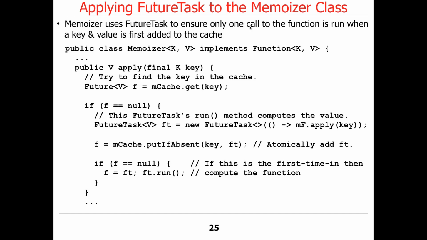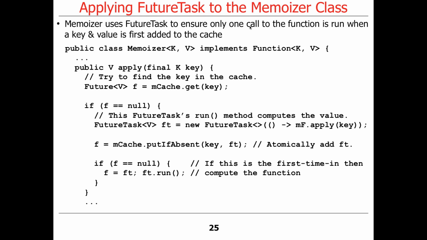If the result is null, that means this is the first time in. This is the first time a key has been created with this value, with this, I don't want to say value because we got a value to mean something else. This is the first time this key has been given to the Memoizer. So if it's null, we're then going to go ahead and make ourselves a future task, FT, and we're going to give the future task's constructor parameter the field that keeps track of the function to apply.